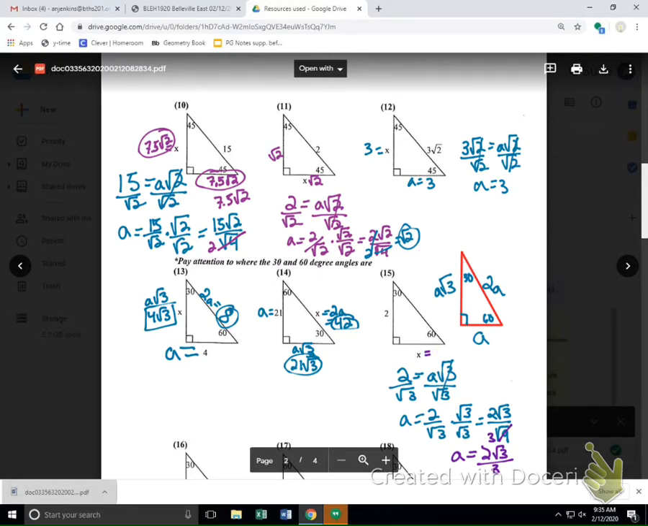Let's try it again. 2 square root of 3 over 3. It's going to be this side length. What does my hypotenuse have to be? 2 times a, which is 4 square root of 3 over 3.